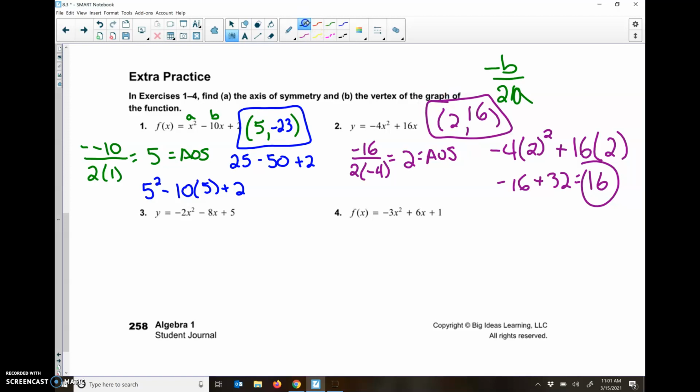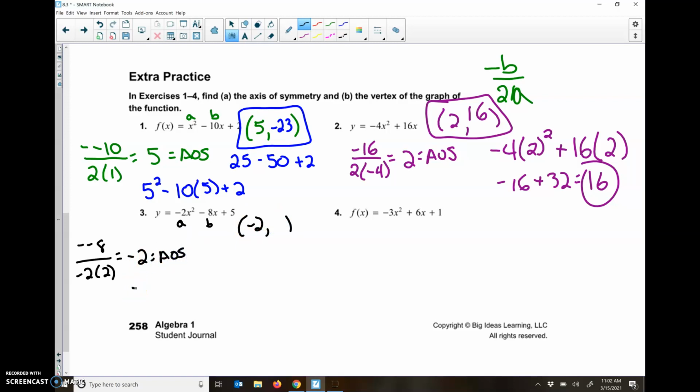All right, let's do one more. So same thing, -b over 2a. So there's my b, there's my a. So -8. And then -2 times 2. So another 2 problem. -8 turns into +8. And then -2 times +2 is -4. So +8 divided by -4 is a -2. So my axis of symmetry is -2. My x and my vertex is -2. Those are the same thing.